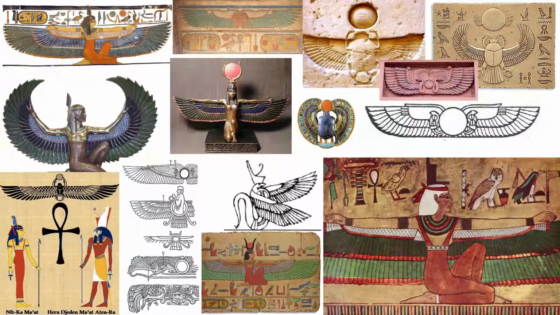Now, a lot of depictions of Ma'at, you can tell Ma'at has the feather on her head. The one on the bottom right, that's not Ma'at. That is Isis or Nephthys, I think. I'm not sure. And the one on the bottom middle as well, that one I think is Isis as well. My point is, in the goddess symbolism, you will find wings because it's a feminine symbolism.